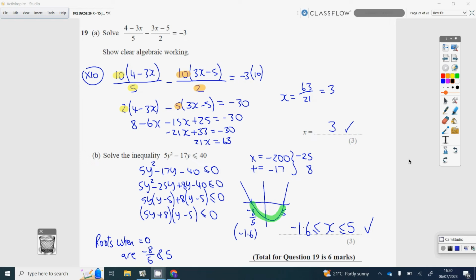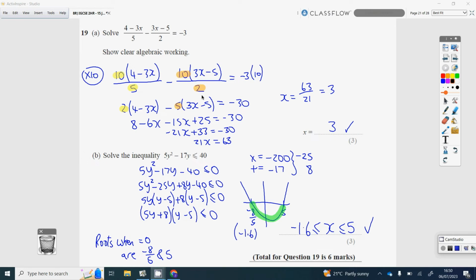Question 19, part A. So I really want to undo this dividing by 5 and dividing by 2. So I can undo both of these if I choose to multiply each component by 5 2s are 10. So I'm going to multiply this by 10, this by 10, and this by 10. So I've just popped the 10 here, here, and here. Right, now 10 divided by 5 is 2, so this is 2 lots of 4 minus 3x.